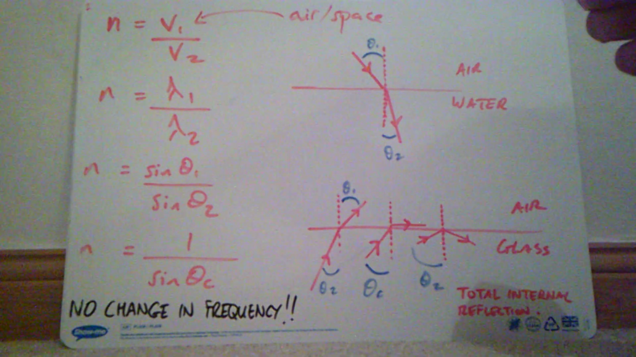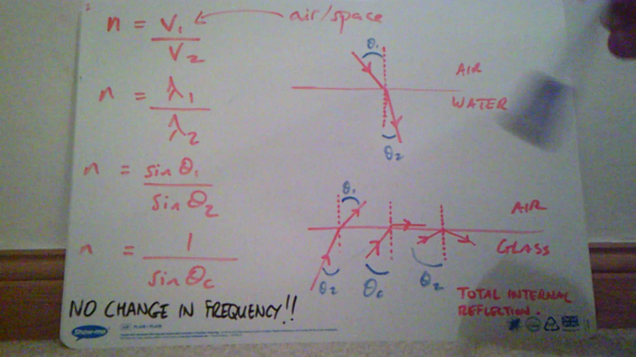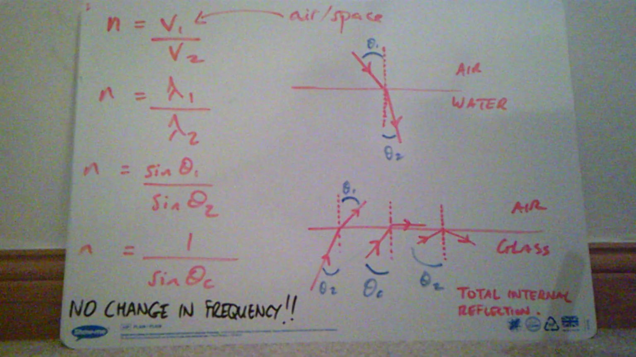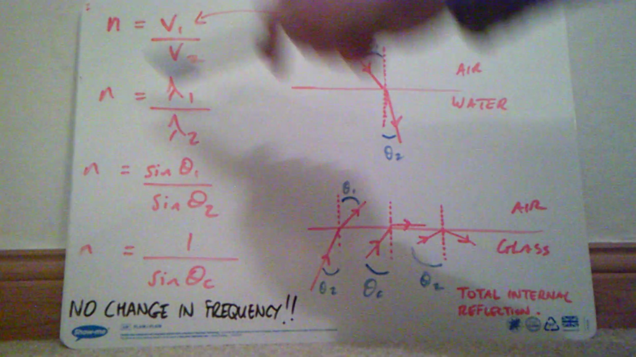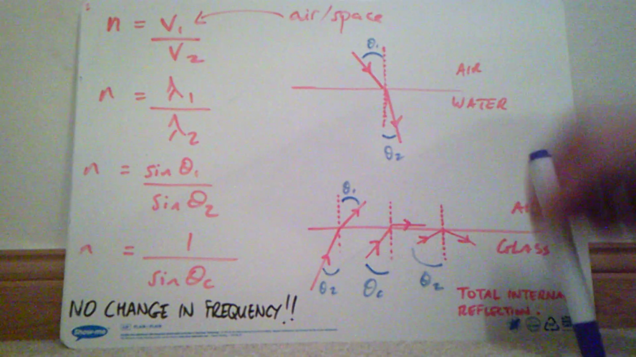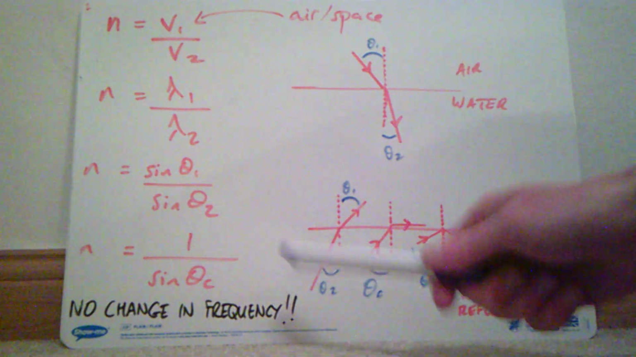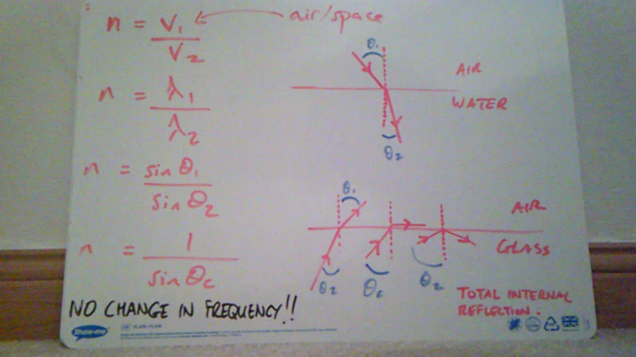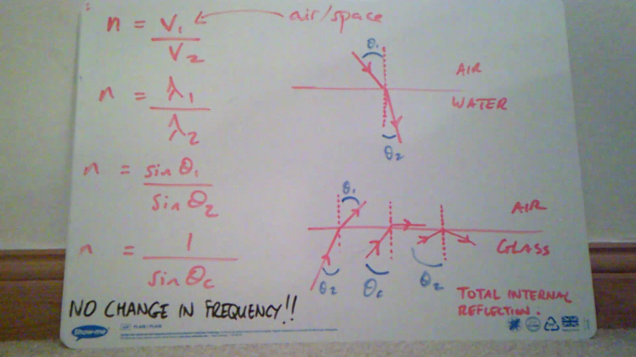So when a ray of light goes into a slow material, it slows down, the wavelength gets less, and there's a bend if it's not going in along the normal. But there's no change in the frequency of light. So some people struggle to get their head around how can the wavelength of light get shorter but the frequency doesn't change.